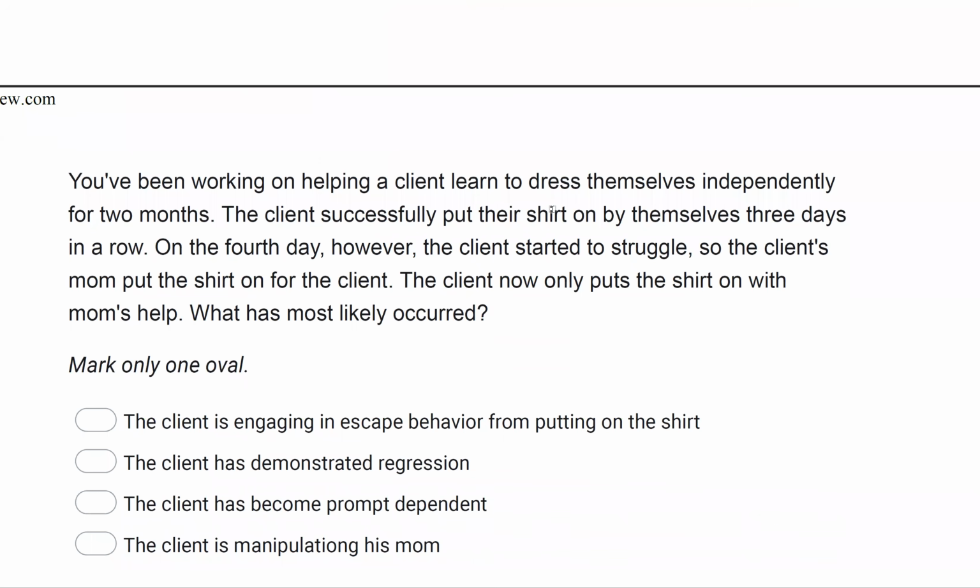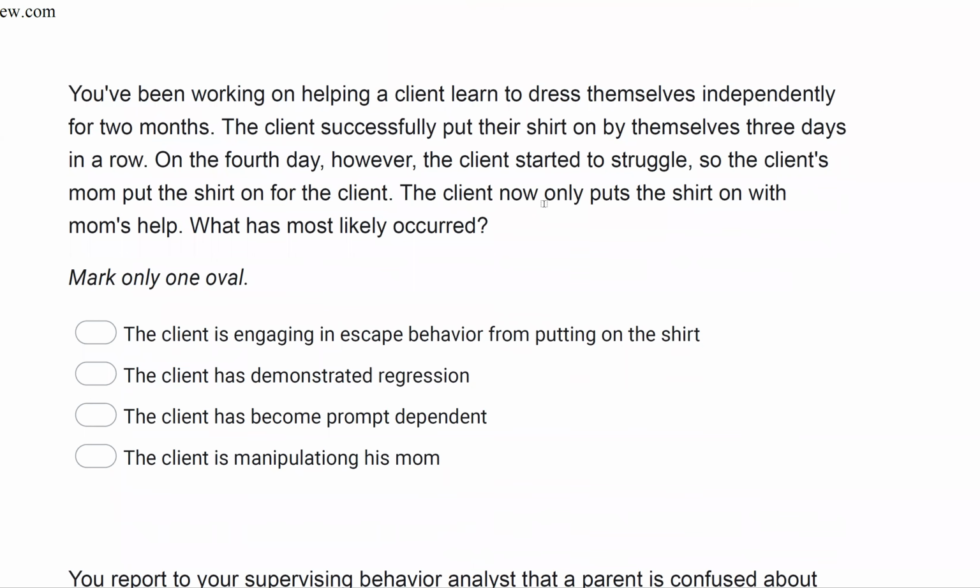You've been working on helping a client learn to dress themselves independently for 2 months. The client successfully put their shirt on by themselves 3 days in a row. On the 4th day, however, the client started to struggle, so the client's mom put the shirt on for the client. The client now only puts the shirt on with mom's help. What has most likely occurred?